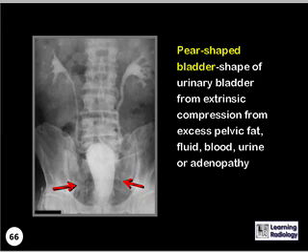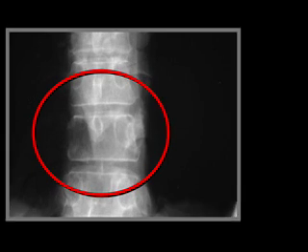This is a pear-shaped bladder, which is the shape of the urinary bladder from extrinsic compression, from excess pelvic fat, as in this case, fluid, blood, urine, or adenopathy. What sign is being shown here?